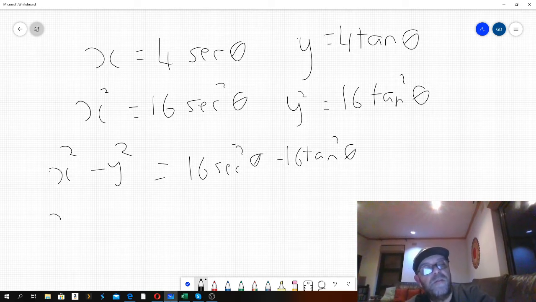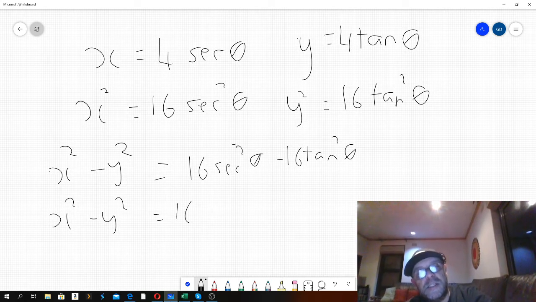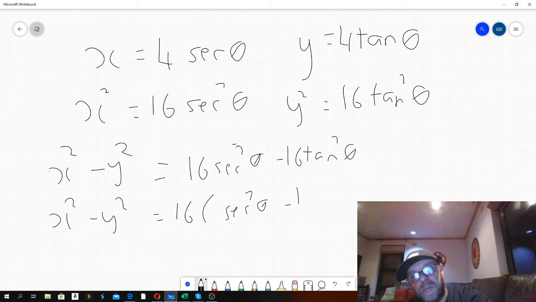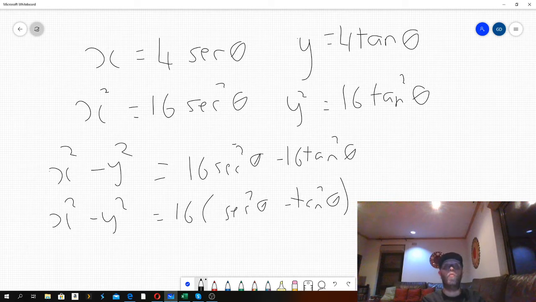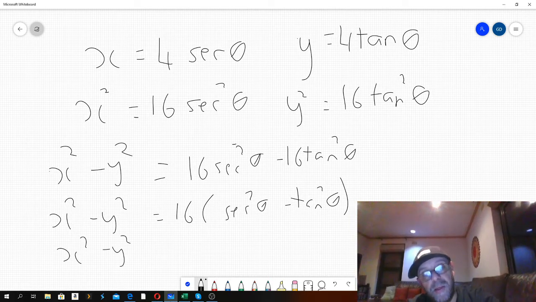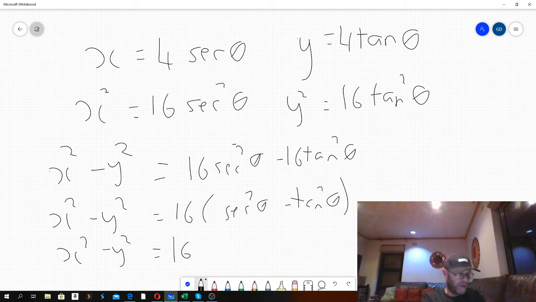I could factorize this out and say x squared minus y squared equals 16 times sec squared theta minus tan squared theta. But now I can see that sec squared minus tan squared is actually equal to 1. So therefore x squared minus y squared is equal to 16. Suddenly all thetas have been removed from that equation, and I now only have x squared and y squared. So there's number 8.